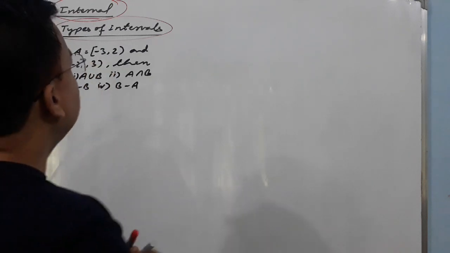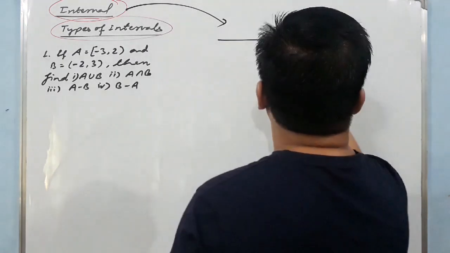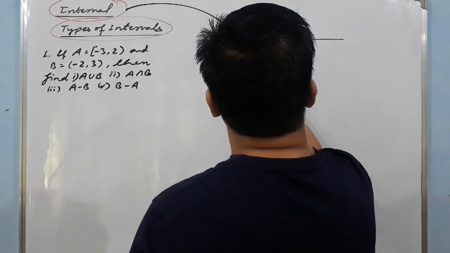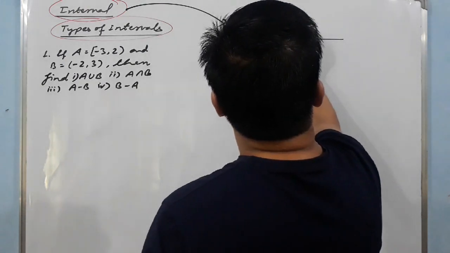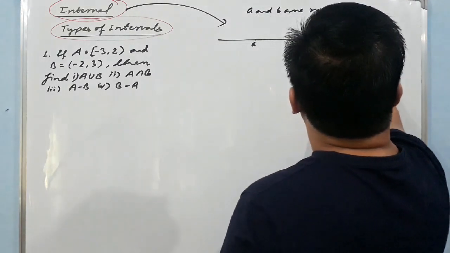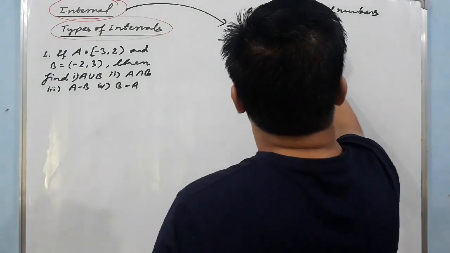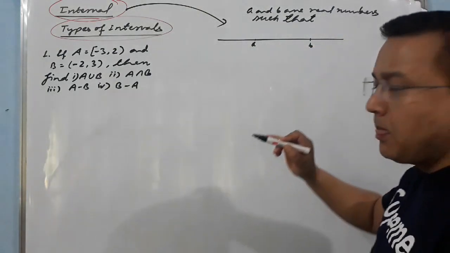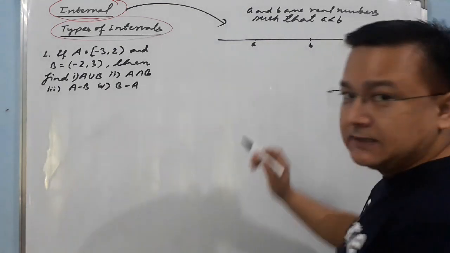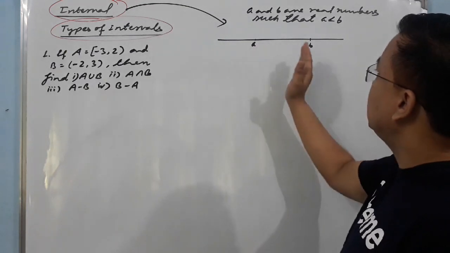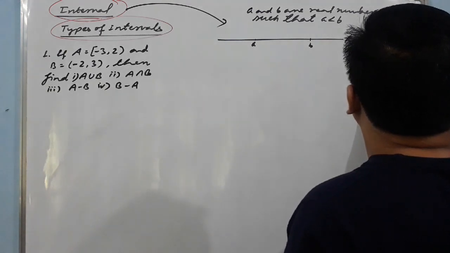Let me make one real line. Let's suppose this is A and B. A and B are real numbers, such that A is less than B. That's why I have written A on the left side of B. So this is called your real line.